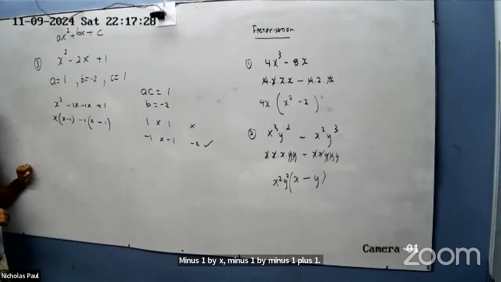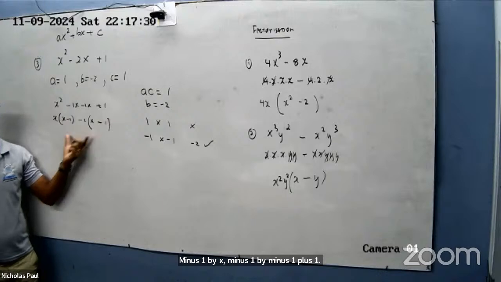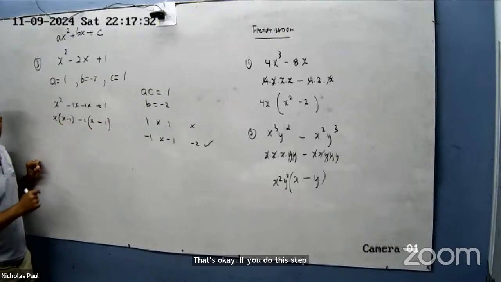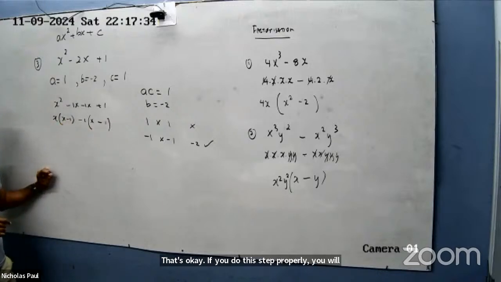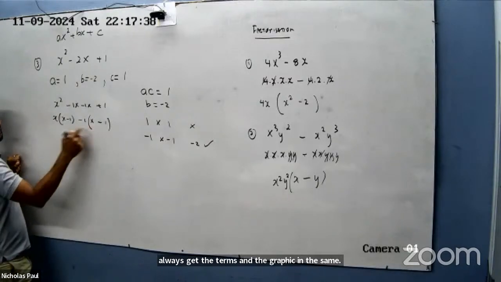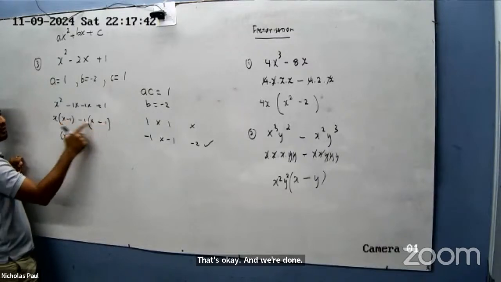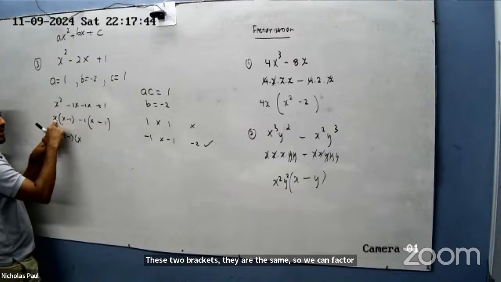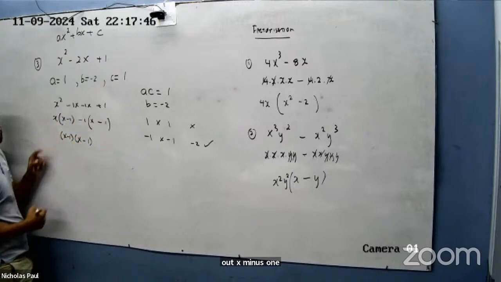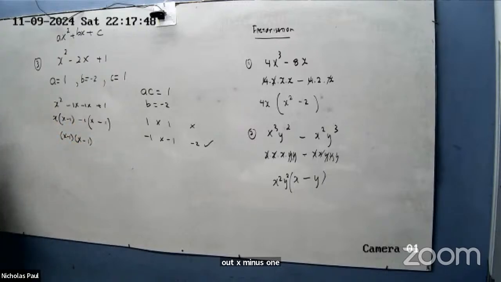That's okay? If you do this step properly, you will always get the terms in the bracket being the same. And we're done. These two in brackets are the same, so we can factor out x minus 1, and we are left with x minus 1. Correct? Yeah?